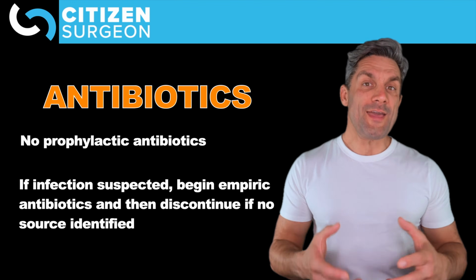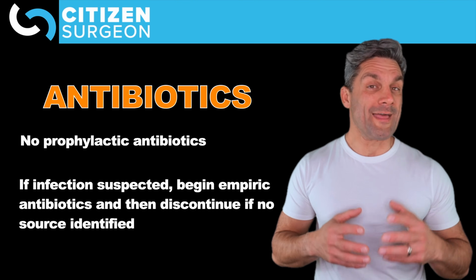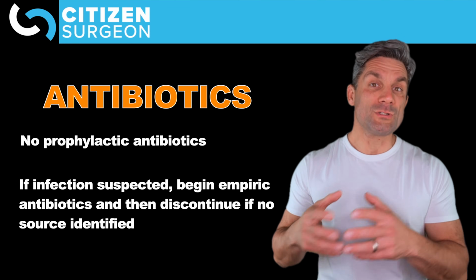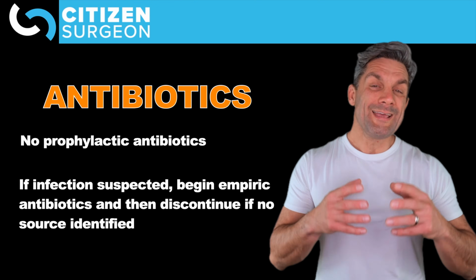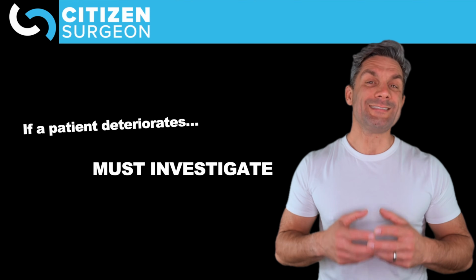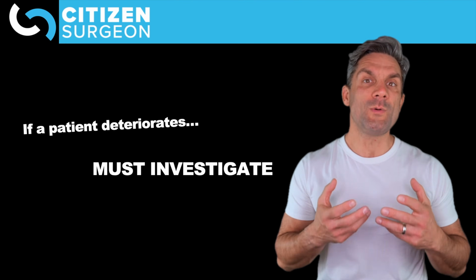Now, if we think that the patient may have an infection, so they're having a fever, or on that CT scan, we see some air within the pancreas, or other markers are changing, so for example, an elevated calcitonin, we may want to start empiric antibiotics. But if that patient deteriorates, we need to investigate that. And how do we do that?